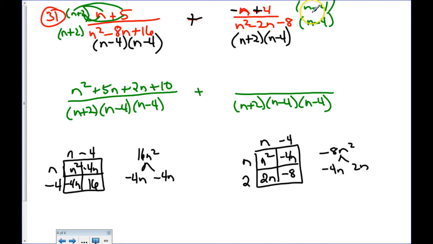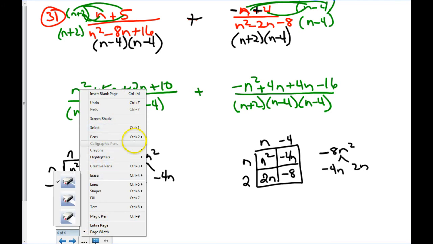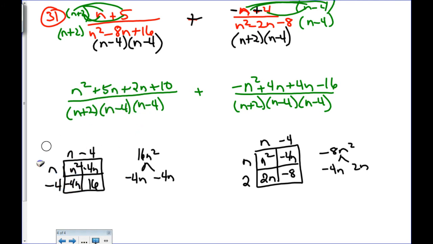Do the same thing with the second one. We have negative n times n, negative n squared. Negative n times negative 4, oh, that should be a positive 4n. Yep, 4n, and the last one will be negative 16. To make room on my page here, I'm just going to erase this part down here.